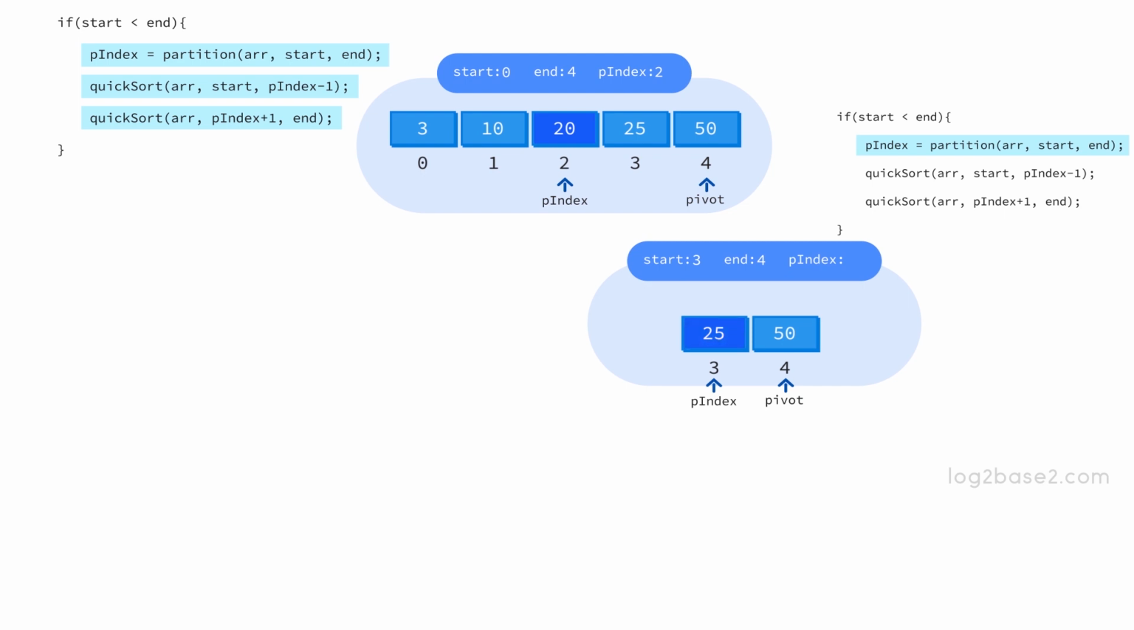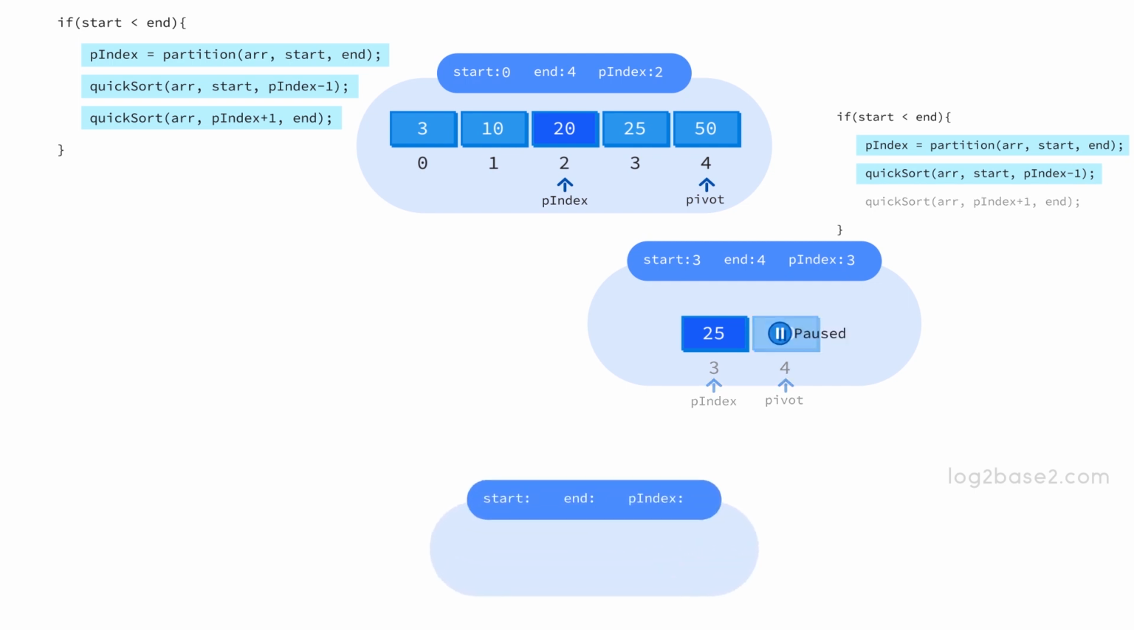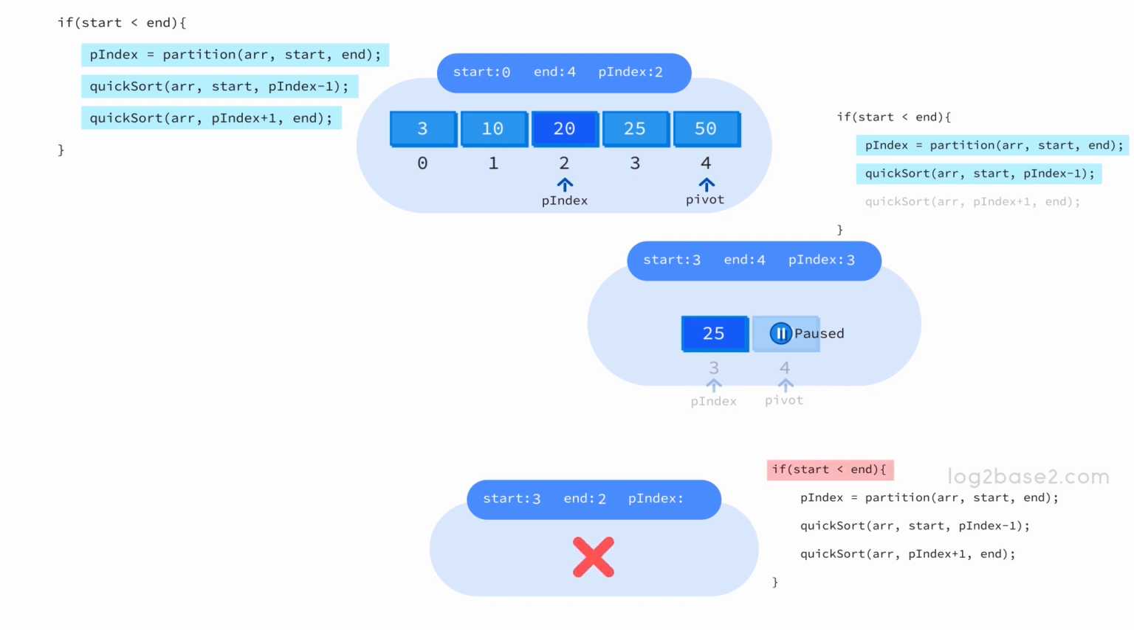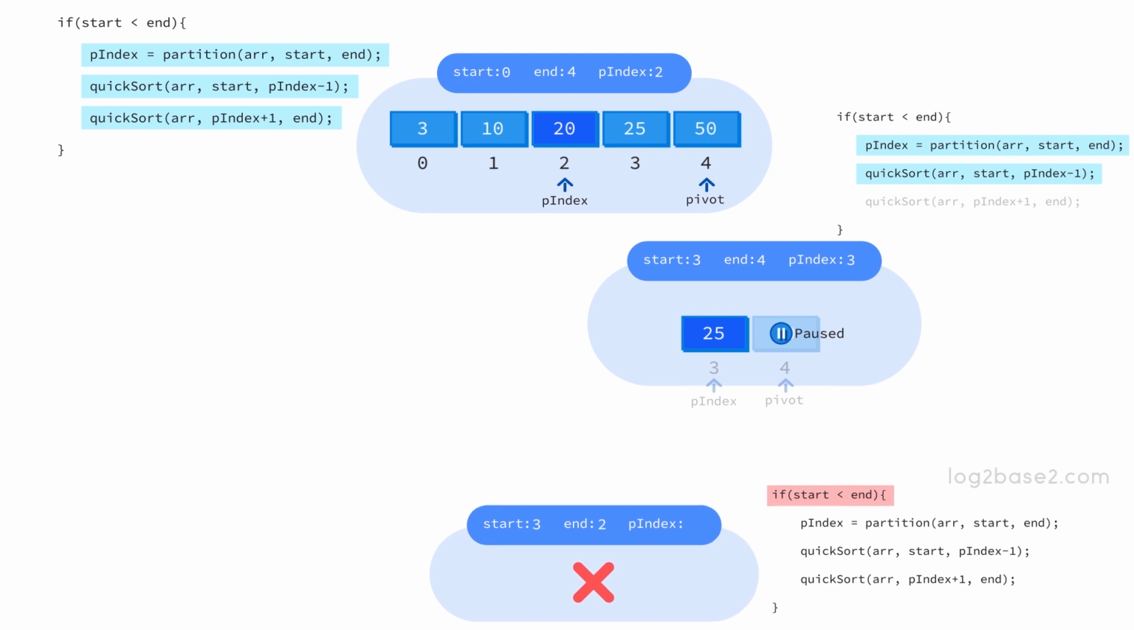Here p index value equal to 3. Now, this function has two recursive calls like we had in previous cases. That is, from starting index to p index minus 1 and next is from p index plus 1 to end. Like above, the first recursive call will be executed first and the second call will wait until the task of first one is finished. So here starting index equal to 3, end equal to p index minus 1, that is 3 minus 1, which is 2. So when we check the condition, if start is less than end, it will fail since 3 is not less than 2. So it will stop the execution.